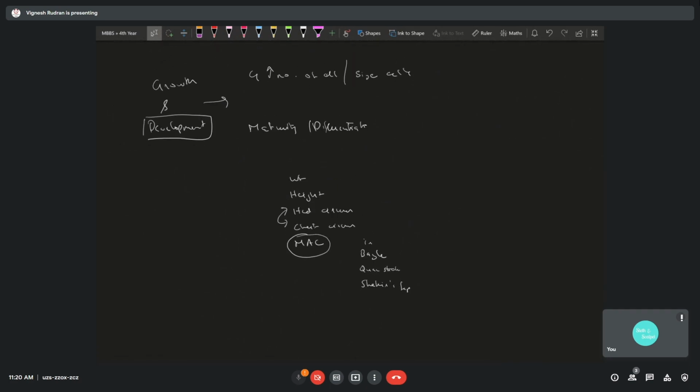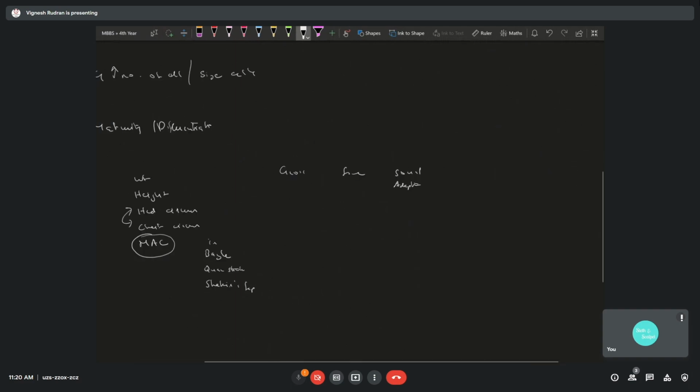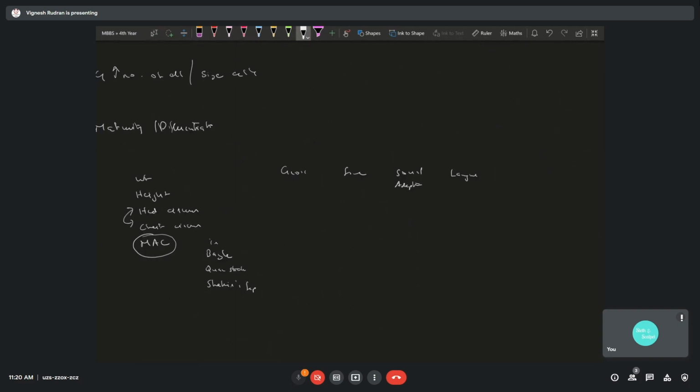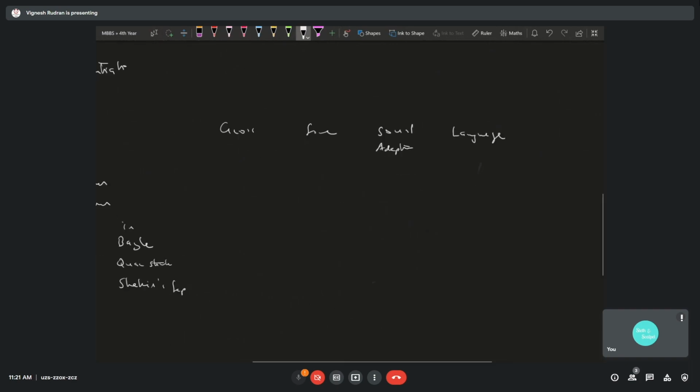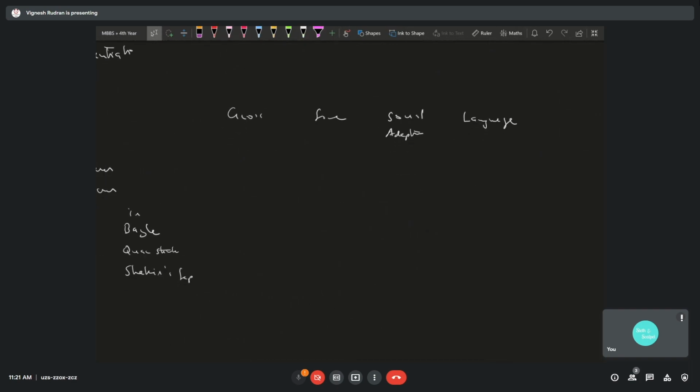Your development, you have development milestones. So you split it into gross motor, fine motor, your social, adaptive, and your language. Okay. Now there are going to be slight variations depending on which source you're going to use for all of these development milestones. So I'll give you a general idea of how this thing is generally set up. Okay, you take this is a child.